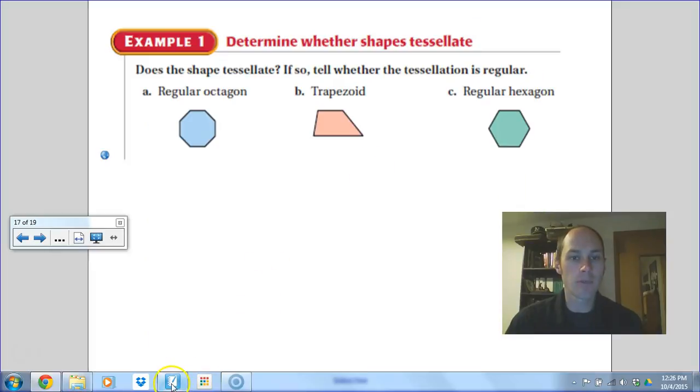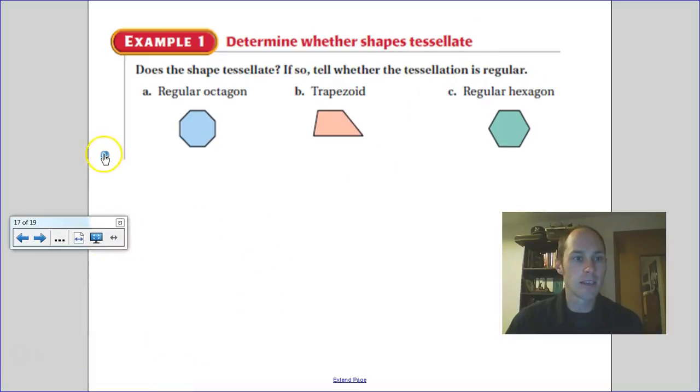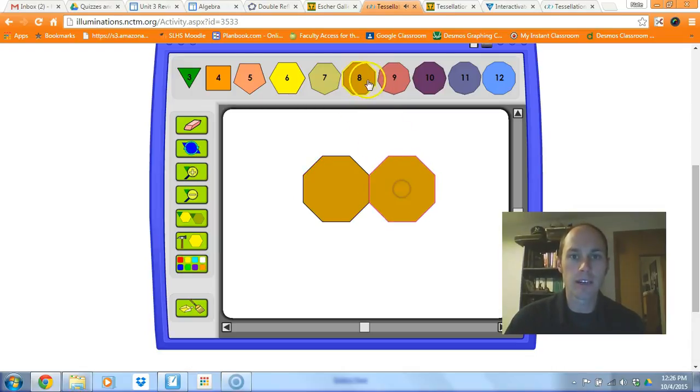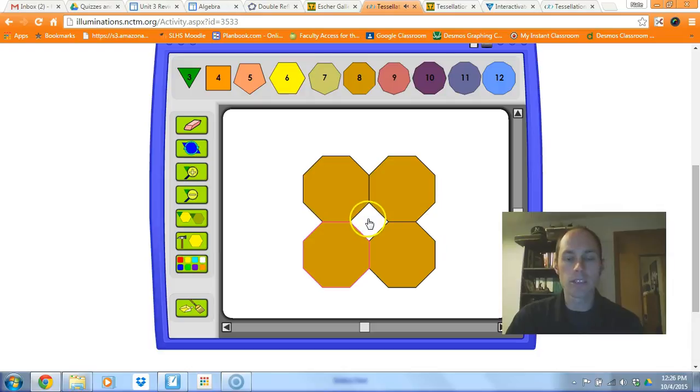So the first one we had was an octagon. As we take a look at that, pull out my octagon and just try to plot those on and see if we can fit those in there. And as we try it, we'll see that no matter what we do, there's going to be this gap in here. So we would say the octagon does not tessellate.